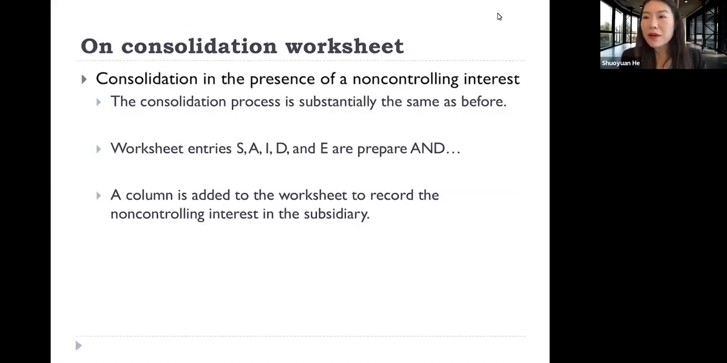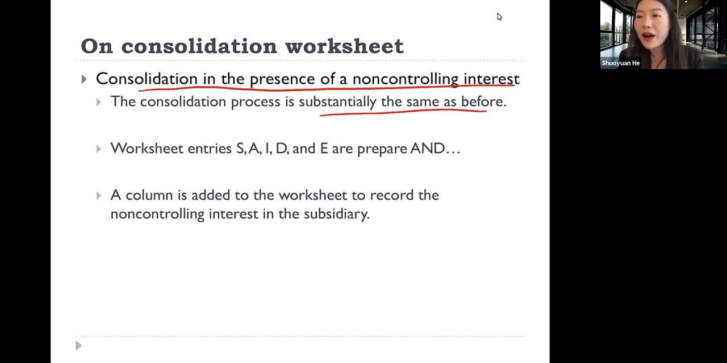We just talked about what happened on the parent book when the parent has less than 100% ownership of the subsidiary. Now let's look at the consolidation worksheet. The consolidation in the presence of non-controlling interest is essentially very similar to what we did before, but there are also some small differences.